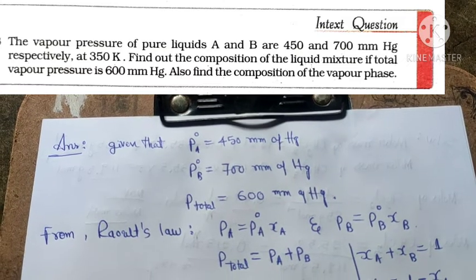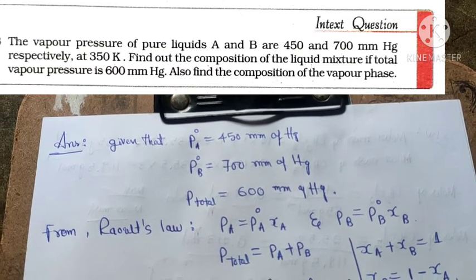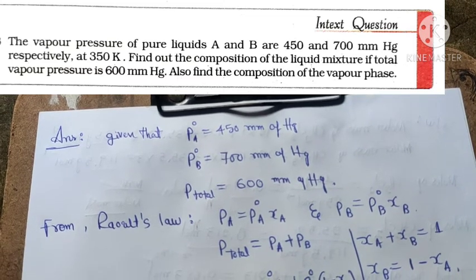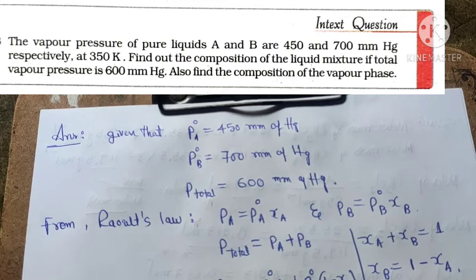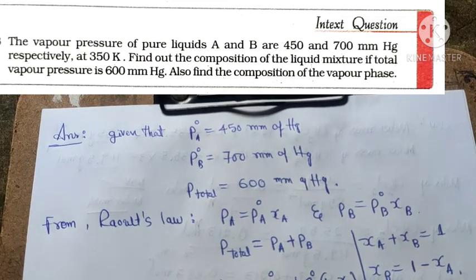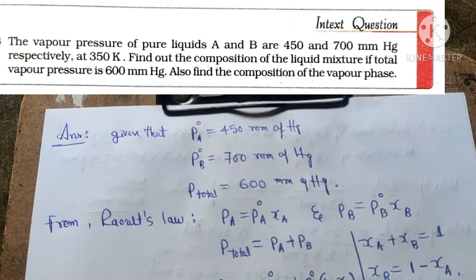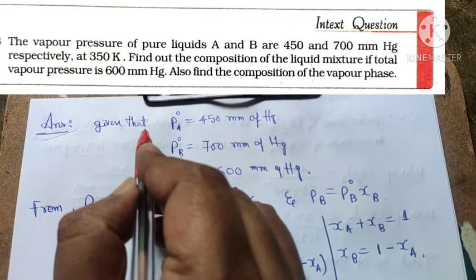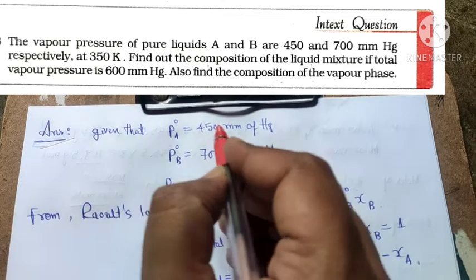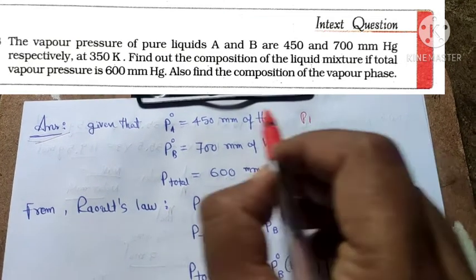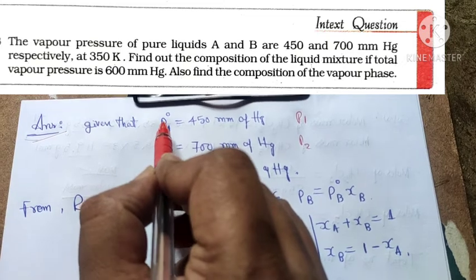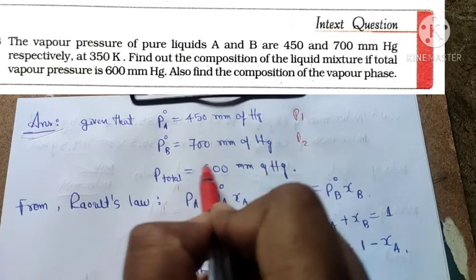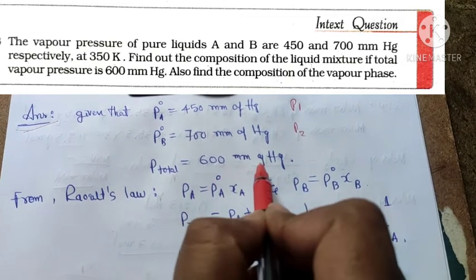Next one: the vapor pressures of pure liquids A and B are 450 and 700 millimeter of mercury respectively at 350 Kelvin. Find out the composition of the liquid mixture if the total vapor pressure is 600 millimeter of mercury. Also find the composition of the vapor phase. Going to the answer, the given pure liquids A and B are already mentioned, so we do not need to consider P1 and P2; we go directly for PA. PA naught is 450 millimeter of mercury, PB naught is 700 millimeter of mercury. The P total is also mentioned as 600 millimeter of mercury.